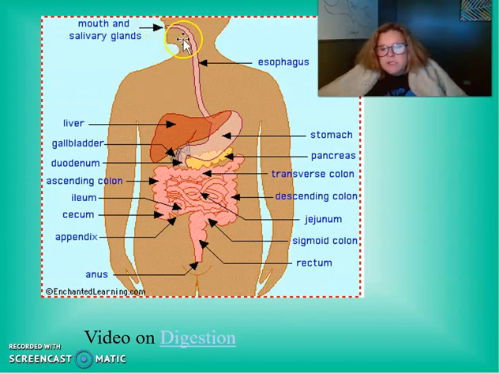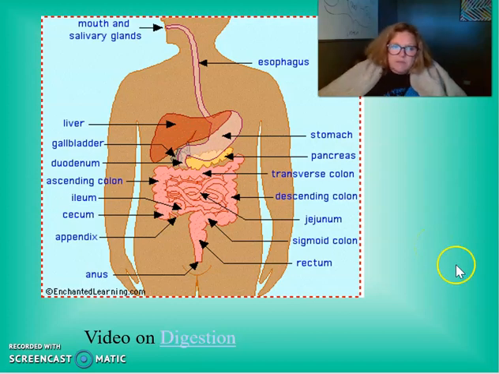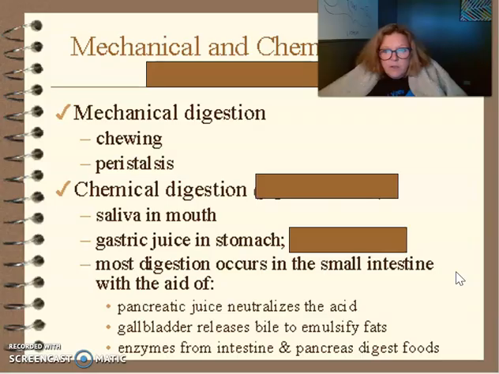We have basically a one-way tube and it runs through here. We have some accessory organs, and that just means organs that the food does not go through, but they still play a role in the digestive system. So I want to talk about each of these organs. So this may be a fairly long presentation, and I may need to split it into two. We'll see how fast I go.